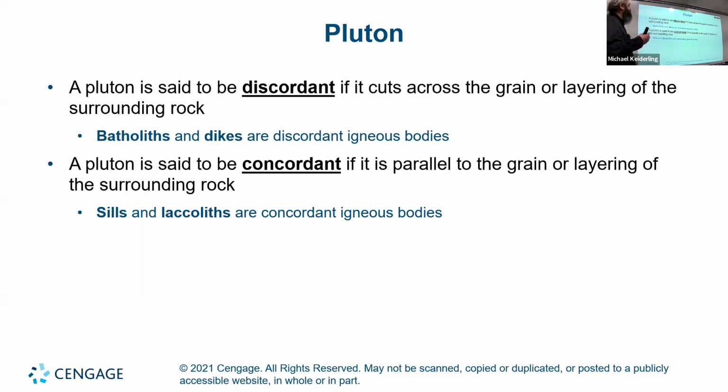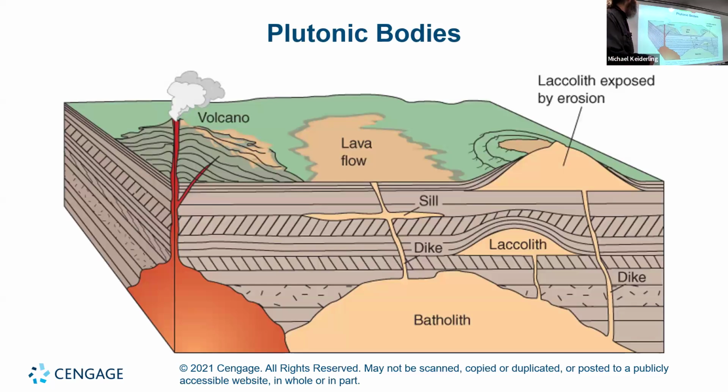And they're concordant if it's parallel to the grain and the layering of the surrounding rock. These are sills, which are horizontal sheets in between the layers of rock, where the magma oozes between the layers, and laccoliths, where magma goes between the layers, but enough of it gets in that the layers bulge up and blister. So here are some examples.